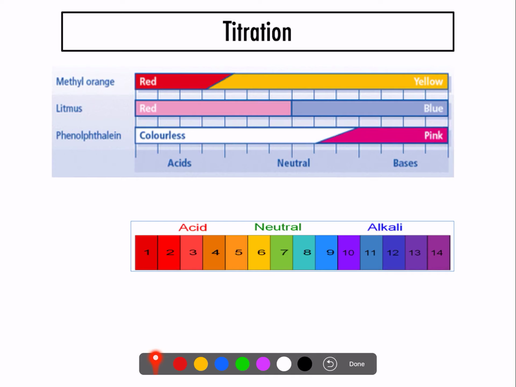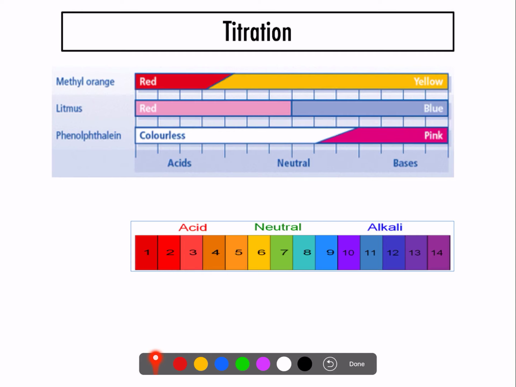The three main indicators you need to know about are methyl orange, litmus, and phenolphthalein. Don't get this confused with litmus paper. That's something else. So this is just litmus, the indicator. It's the solution. So methyl orange, in acidic it's red, but in alkali it's yellow. Litmus, in acidic again it's red, in alkali it's blue. And phenolphthalein, in acidic it's colorless, but in alkali it's pink.